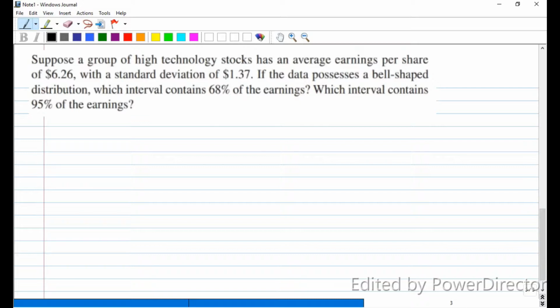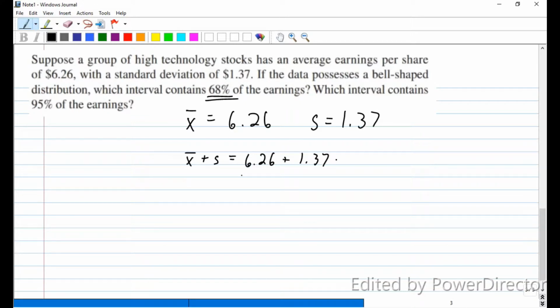All right, so here's the mean we have. We have X bar. The mean is $6.26, and the standard deviation is $1.37. So if we want to write an interval that has 68% of all the earnings, we know that 68% corresponds to 1 standard deviation. So we need to add and subtract 1 standard deviation from the mean. So we want to say X bar plus S, which would be 6.26 plus $1.37. All right, and that would be what?